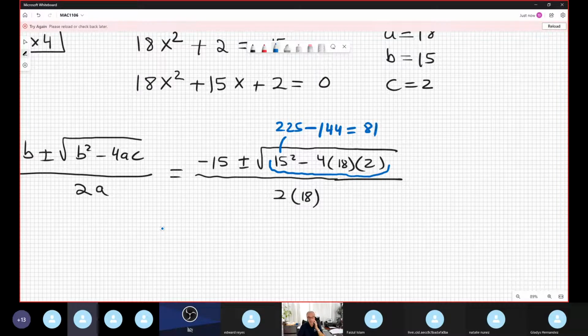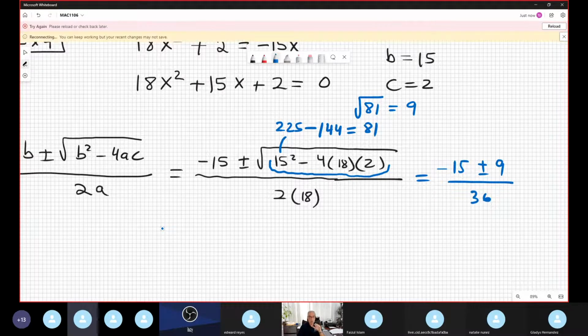Oh, nice, it's positive. It's positive, so now we expect real solutions. And it's also good because 81 is a perfect square number, so we expect rational, not irrational. It's 9. But so far we have negative 15 plus or minus 9 divided by the multiplication 18 times 2, which gets 36.